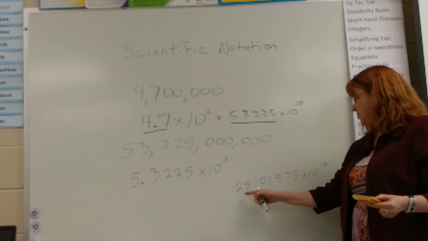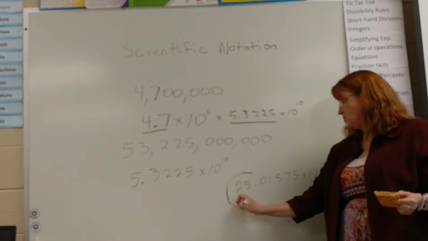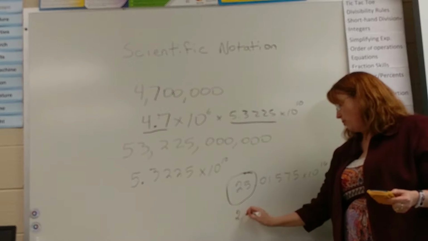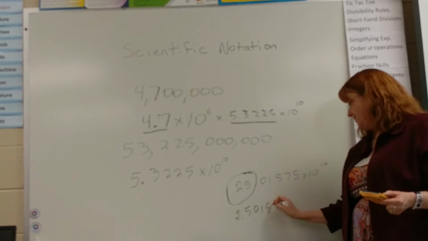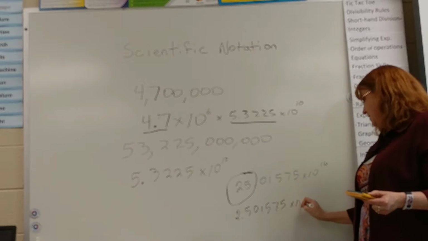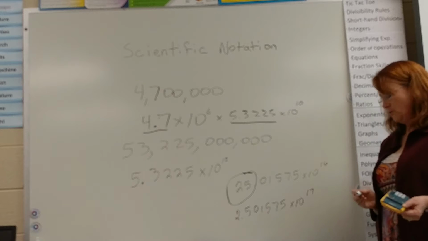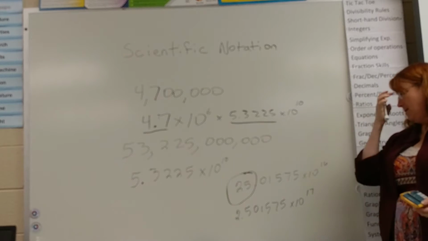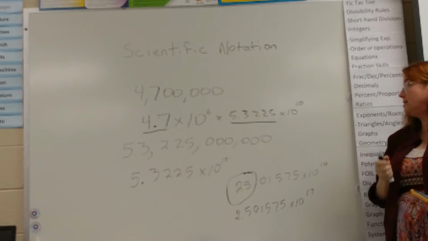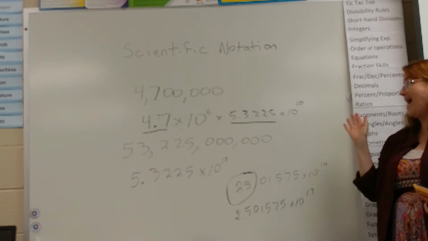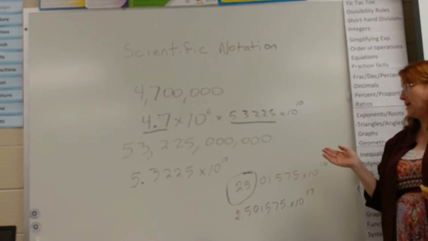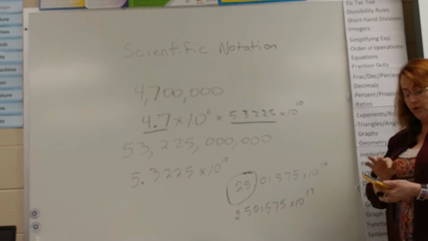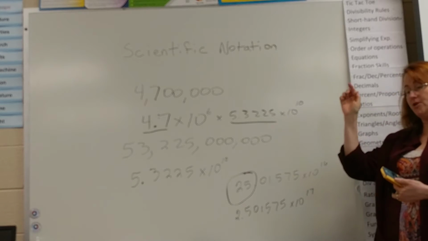But I can't say this. This is not right because this is 25. So I basically move it one more place and make it 2.501575 times 10 to the 17th power. So that's just a really big example of how you could use scientific notation. And you might see a question that uses it. So as long as you can write it all the way out, you can just operate it like numbers. But you can use the shorthand version if you understand what it means. And your calculator will say times 10 to the whatever power.